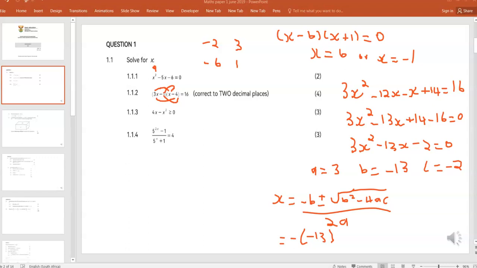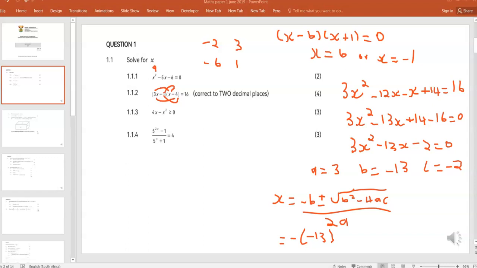Then it'll be plus or minus root of, again, bracket, negative 13 minus 4 times a, which is 3, times c, which is negative 2, over 2 times 3. Then that will be our thing. Just put it in the calculator and see what values we are going to get. So I'll do the positive one first.